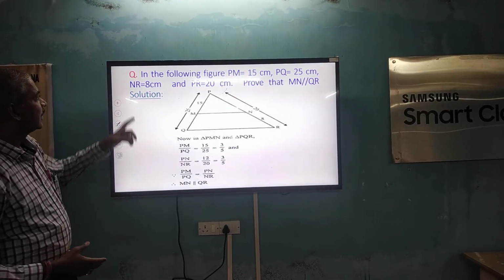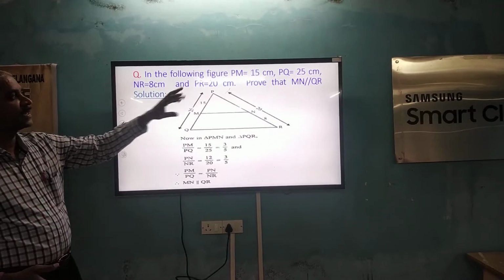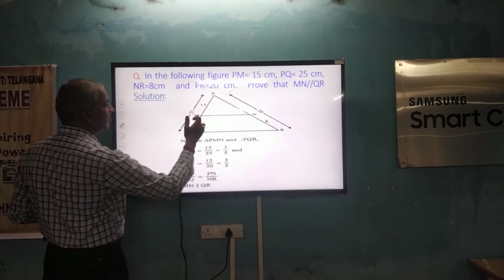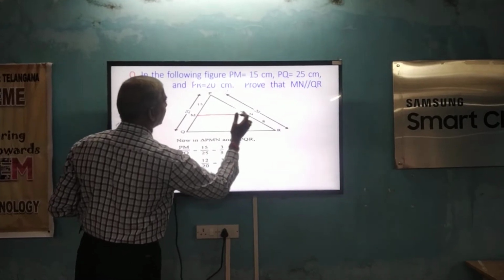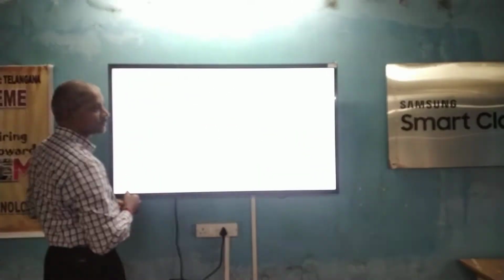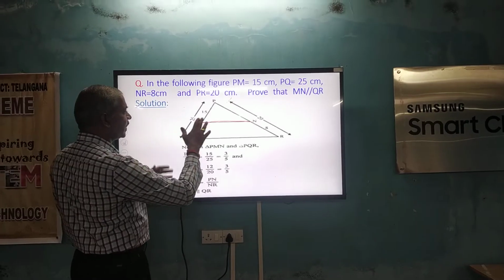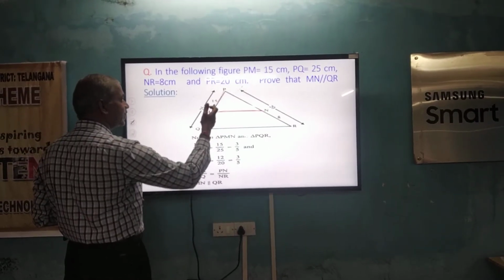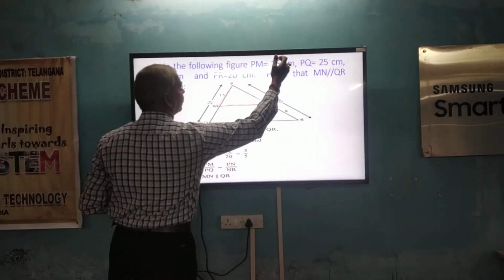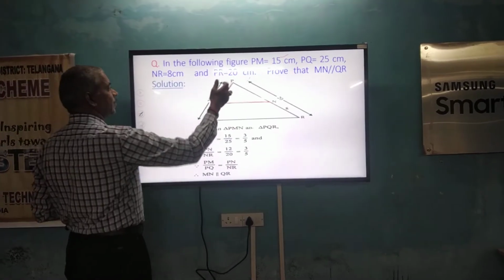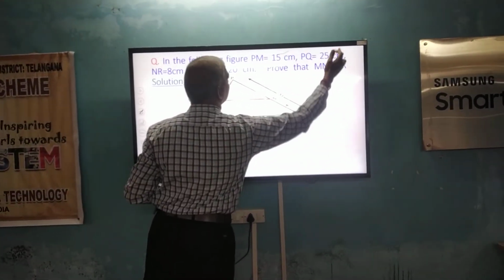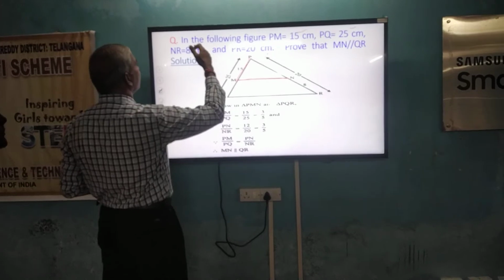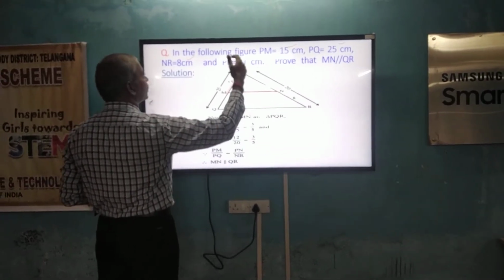Here, in the following figure, the values are given. Here PQR is a triangle, and M and N are two points. MN is a line. This MN divides PQ and PR in some ratio. Here the values are given. PM value is 15 centimeters. And PQ value is 25 centimeters. And NR value is 8 centimeters. And PR value is 20 centimeters.